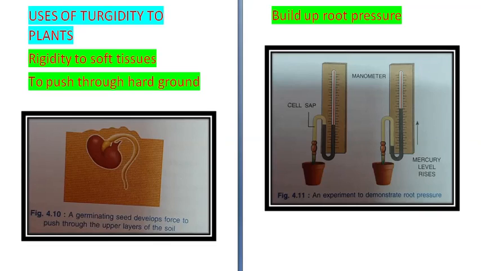Next, let's move further. The next topic is, what are the uses of turgidity to plants? Now turgidity's first use is that it provides rigidity to soft tissues. Which are the soft tissues of the plant? Like the leaf is soft. So when there is not enough water in the leaf, what will happen? It wilts. Its petiole and lamina become loose and the leaf droops down. So wilting of leaves, especially during hot afternoons, is due to this reason.